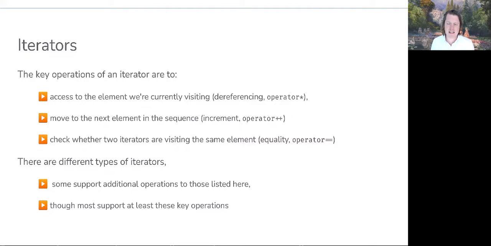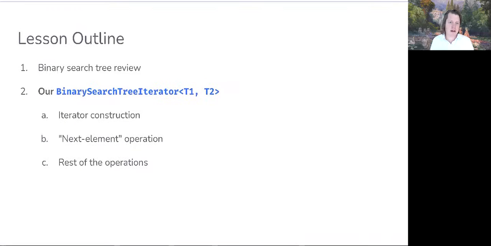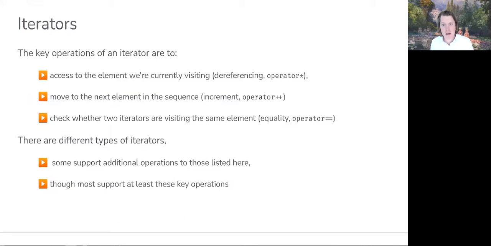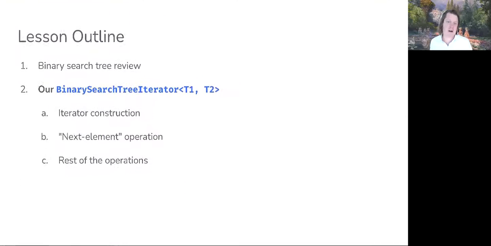Remember from the last lesson, I mentioned that there are many different flavors of iterators out there in the wild. Most, if not all, support the key operations that we've just noted here, though there are iterators that support additional operations, and some of the STL algorithms may require an iterator of a specific kind to be used within that algorithm. So anyhow, we'll go ahead and get started. We're going to introduce our binary search tree iterator as a forward iterator to keep things simple. So it's only going to focus on these key operations that we introduced more sufficiently and in detail in the previous lesson.